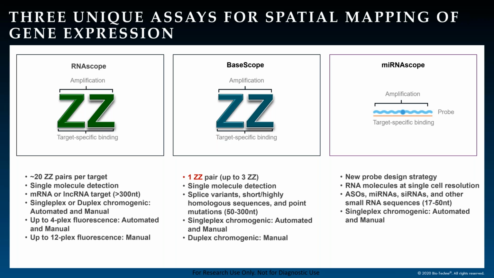Last but not least, ACD offers the newest miRNAscope technology to detect the smallest RNAs and oligos, such as microRNAs, antisense oligos, siRNAs, and other small RNA sequences between 17 and 50 nucleotides in length. This assay is currently available as a singleplex chromogenic assay, which we'll be getting into more detail in subsequent slides.